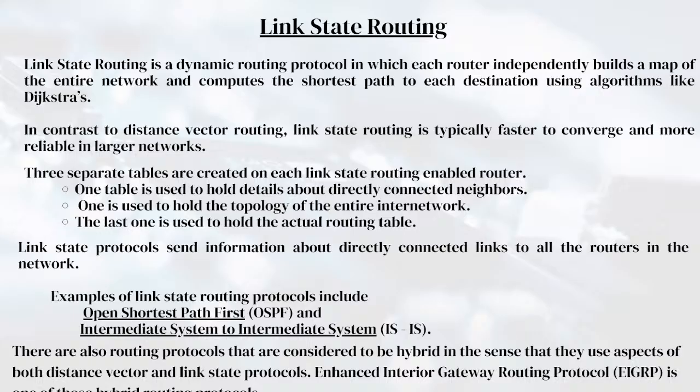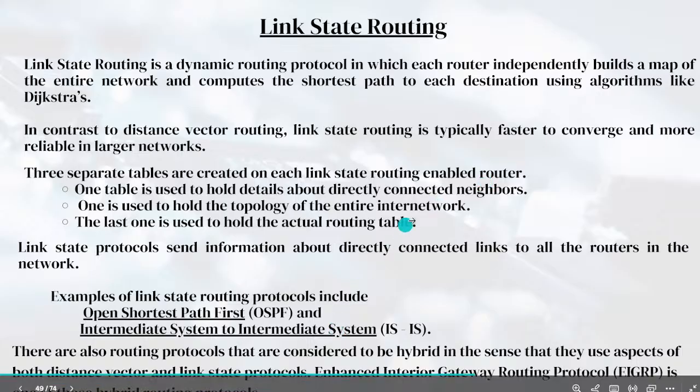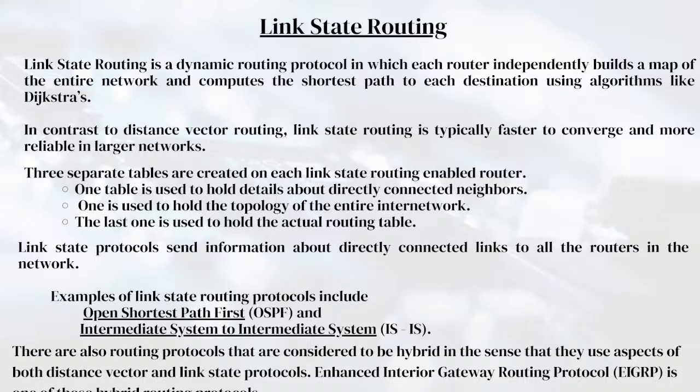Now the next is link state routing. Link state routing is a dynamic routing protocol in which each router independently builds a map of the entire network and computes the shortest path to each destination using an algorithm like Dijkstra. In contrast to distance vector routing, link state routing converges faster and is more reliable in large networks. Three separate tables are created on each link state routing enabled router.